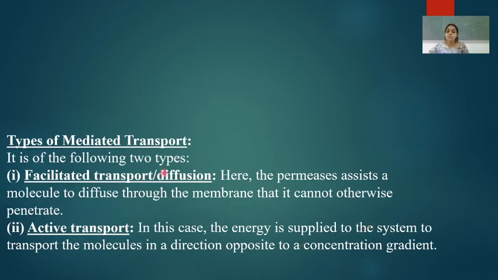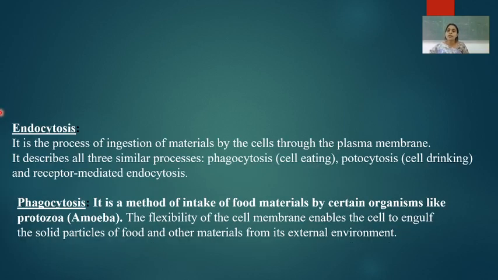Types of mediated transport: facilitated. You saw in the diagram protein channels through which the molecules will diffuse. If not, the molecules cannot diffuse. Active transport also. There was a protein channel where it was moving against the concentration gradient. Coming to endocytosis. What is endocytosis? It's a process of ingestion of a material by the cell through the plasma membrane. There are three similar processes: phagocytosis, meaning cell eating, pinocytosis, and receptor mediated endocytosis.